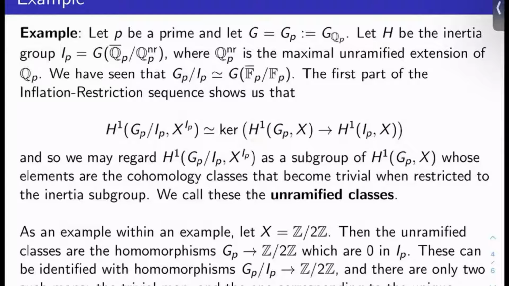And so what that means is we can regard this guy here, H1 of GP mod IP, X to the IP, as a subgroup of H1 of GP X, whose elements are the cohomology classes that become trivial when restricted to inertia. In other words, they're in the kernel of this map. Okay, we call these the unramified classes. I mean, that shouldn't surprise you. Trivial when restricted to inertia has always meant unramified since the beginning of this lecture series.